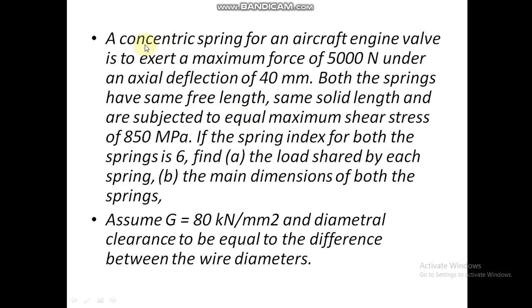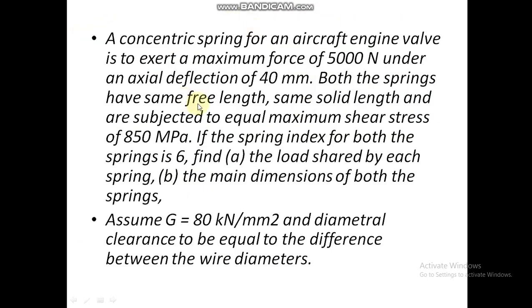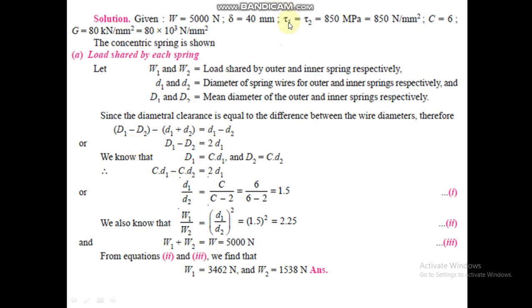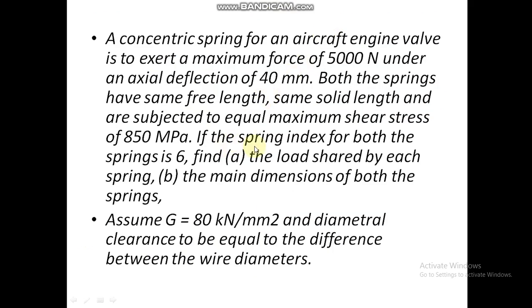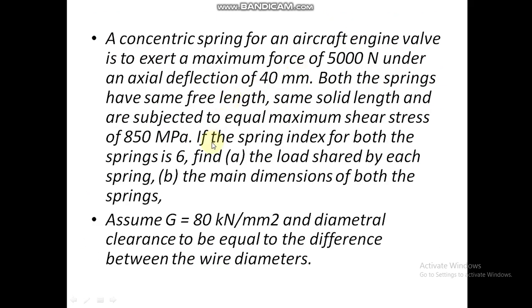So this is your numerical for concentric springs. A concentric spring for an aircraft engine valve is to exert a maximum force of 5000 Newton. So this is the load given to us, that is load W is equal to 5000 N under an axial deflection of 40 mm. So deflection is 40 mm. Both springs have the same free length, same solid length and are subjected to an equal maximum shear stress of 850. So we are given the shear stress for both springs 1 and 2 is 850. If the spring index for both springs is 6, spring index C is equal to 6.